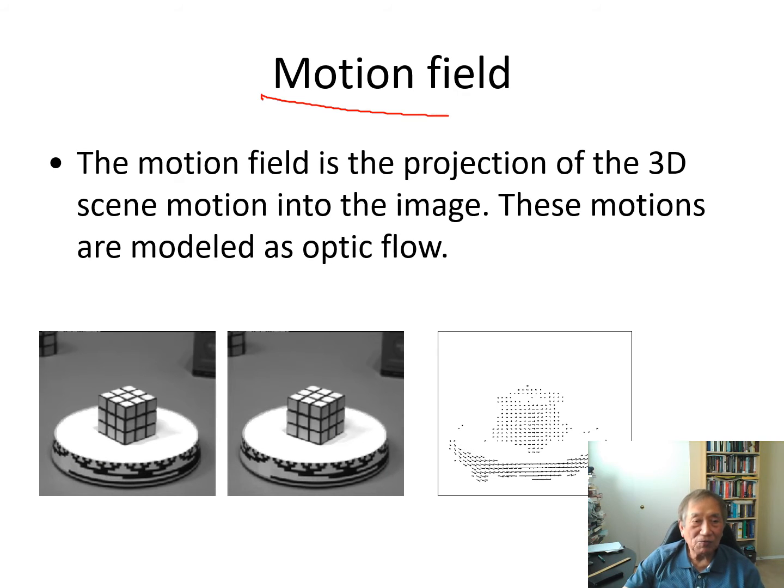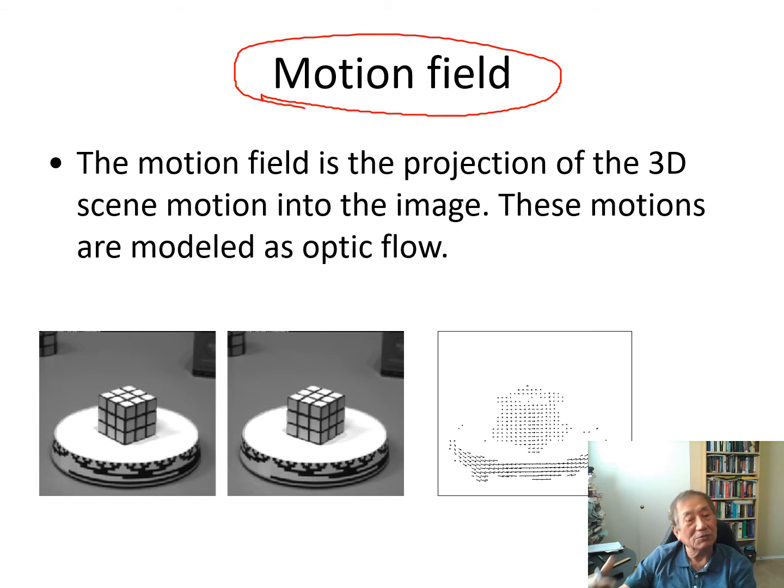So motion field is a term saying where in the picture some movement is recorded. So here there's a round table. This is spinning, and there's a cube.